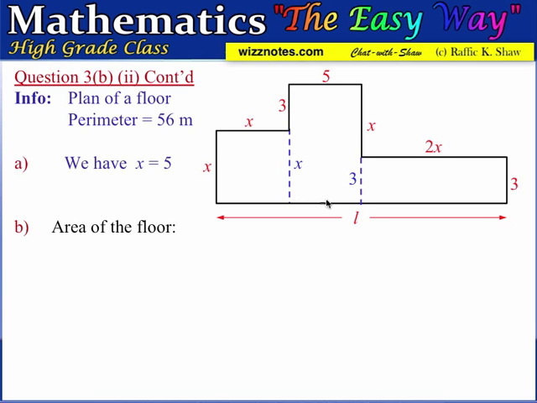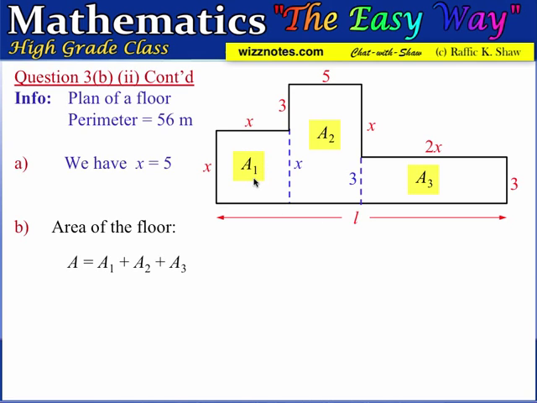And so we have broken down the floor into 3 sections: this section, this section, this section. We can call this area, area 1. This area we'll call area 2. And this part we'll call area 3. And so the total area of the floor will be equal to area 1 plus area 2 plus area 3.